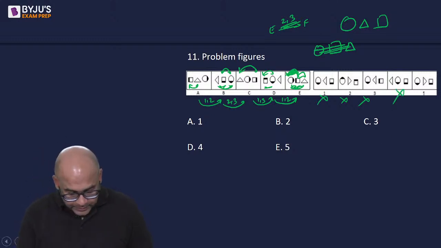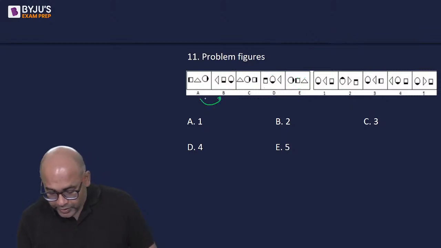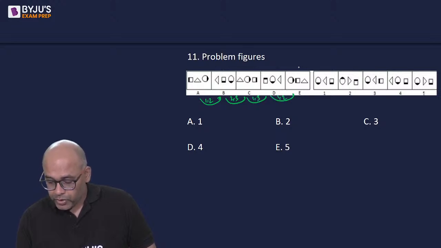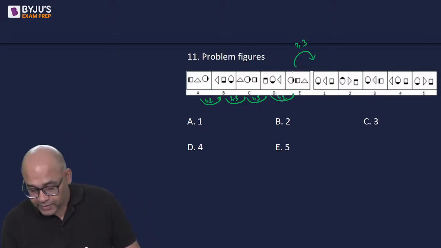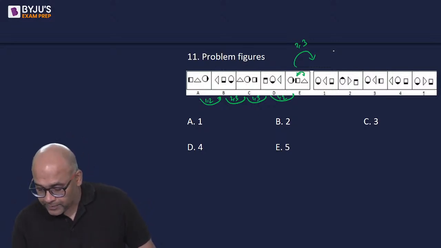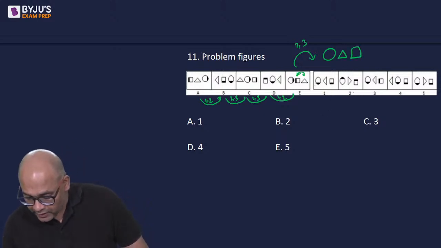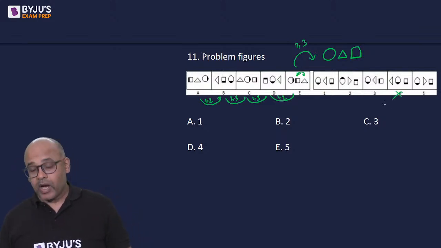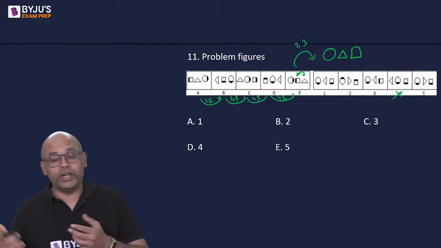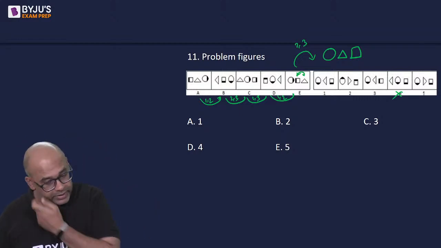In fact, so let me put it here, 1 and 2, 2 and 3, 1 and 3, 1 and 2. So the next should be 2 and 3. So 2 and 3 means these two interchange, which means circle will remain, triangle will be here and a rectangle will be here. So circle, triangle, rectangle, where do we not have? So this is incorrect. Others are options. Now we'll have to look at the orientation. So let's start looking at the orientation now.